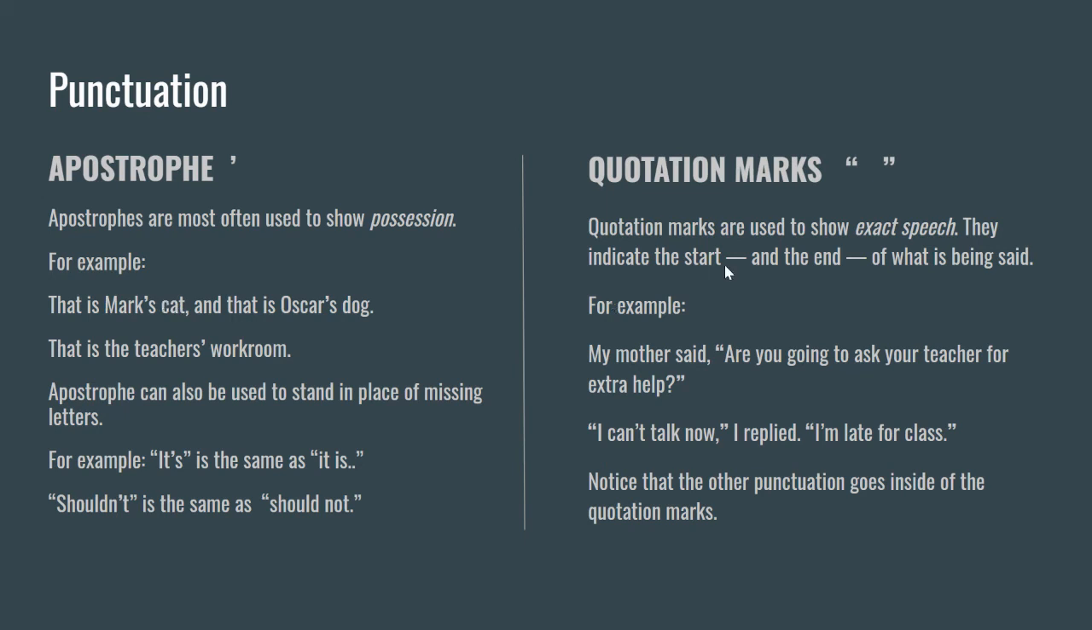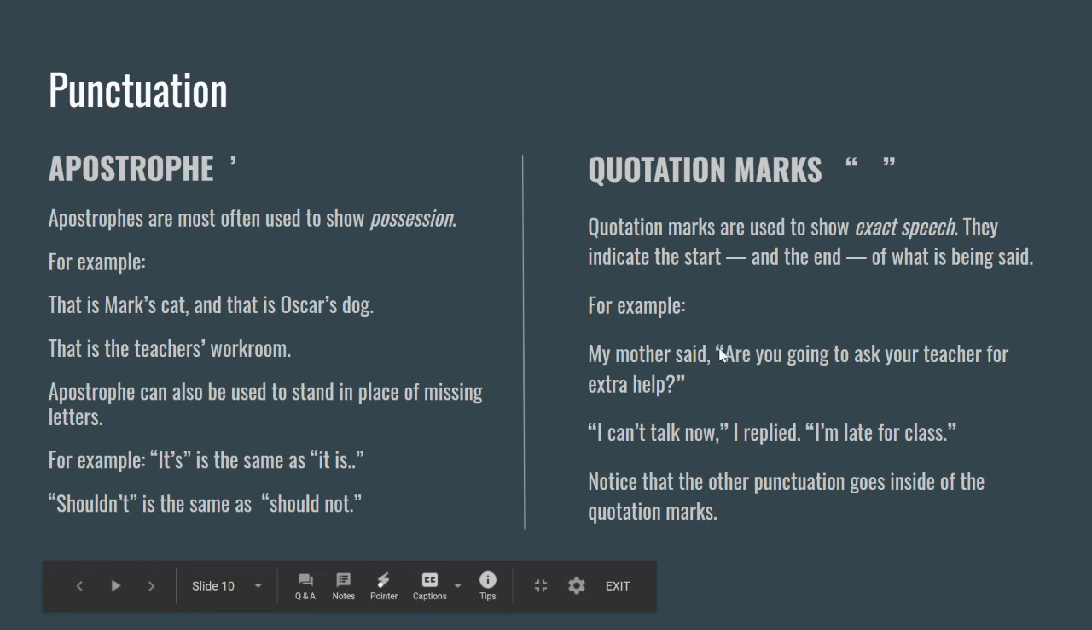Quotation marks are used to show exact speech. They indicate the start and the end of what is being said. For example, my mother said, "Are you going to ask your teacher for extra help?" "I can't talk now," I replied. "I'm late for class." So notice that the other punctuation goes inside the quotation marks.